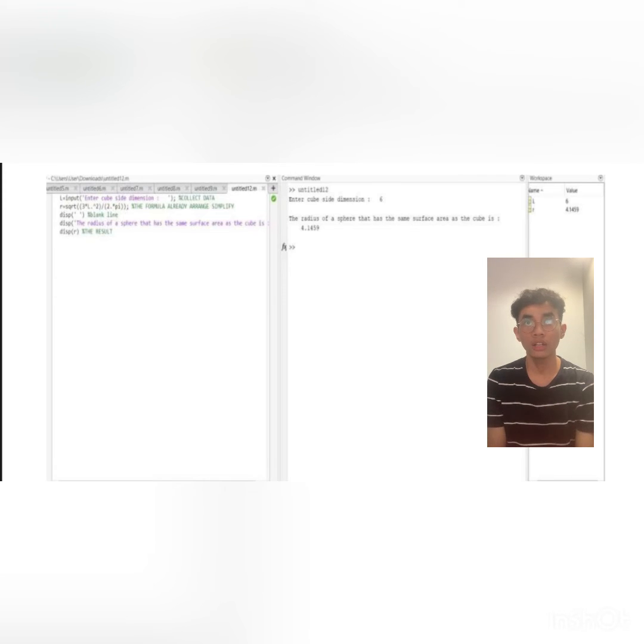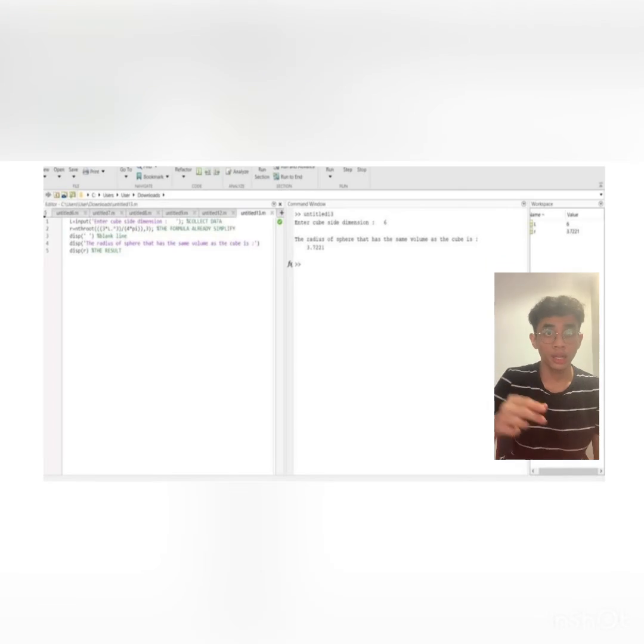Lastly, the radius of a sphere that has the same surface area as the cube is 4.1459. Next, we need to find the radius of a sphere that has the same volume as the cube. This question is similar to 1A. We just need to input the L value, which is the cube's side dimension.